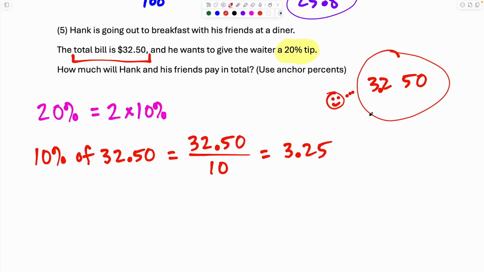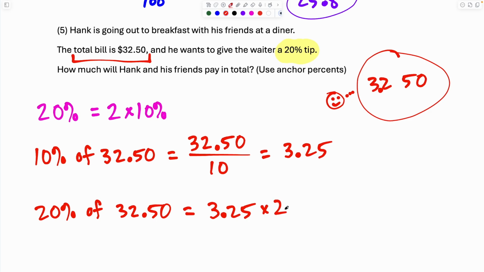I don't have to write that extra 0 at the end because it's at the very, very end of the decimal. So I could just say 3.25. So now when I want to find 20%, I'm just going to take this number here and double it. So next, 20% of 32.50 is equal to 3.25 times 2. And for this one, if you could do the mental math, great. Otherwise, you could just do the work on the side.